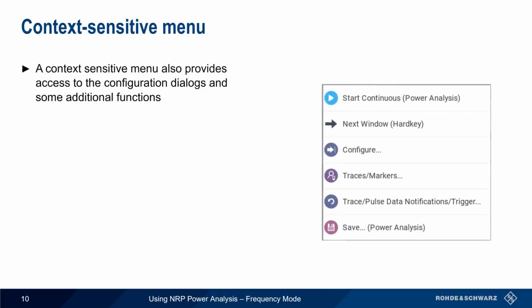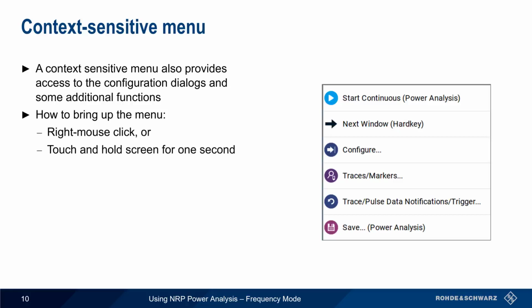The context-sensitive menu is an important feature in the Power Analysis application. This can be accessed by either a right mouse click or by touching and holding the screen for 1 second. In addition to shortcuts for starting, stopping, or configuring the application, the context-sensitive menu allows us to switch between measurement windows, configure traces and markers, and save results to a file. Let's go over each of these functions.